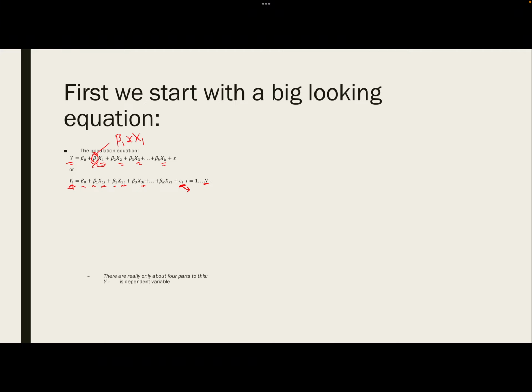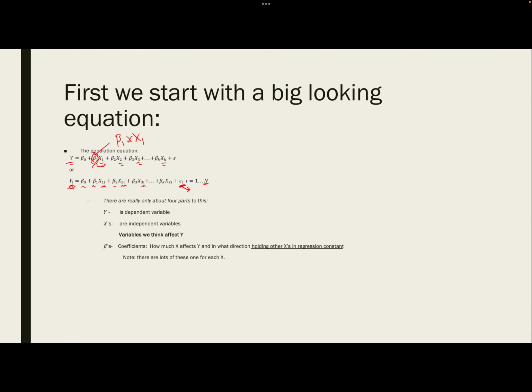So there's really only 4 parts to this equation. Here it summarizes: y is a dependent variable, x are the independent variables, variables we think that affect our y. Coefficients, this is how much that x affects y in what direction. And importantly, for multivariate regression, it's holding the other x's in the regression constant. And the error term, these are any other factors for that person or that firm that affect y that we did not include in the model, that we couldn't get variables for.